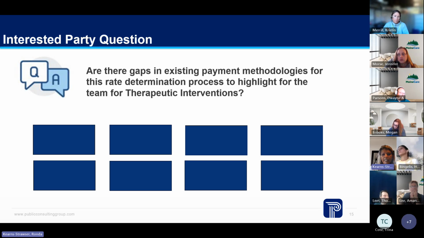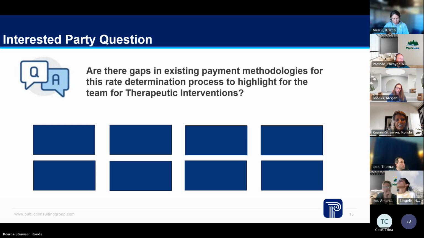I think we kind of touched on this a little bit, but are there gaps in existing payment methodologies for this rate determination process to highlight for the team regarding therapeutic interventions? Just based on my experience in the past, there's a huge gap in what providers have to pay out in multiple services and what they can then charge to be reimbursed through MaineCare. So billing what the private sector is charging providers is much different than what providers can then ask to be reimbursed from either Medicare or the state Medicaid programs.